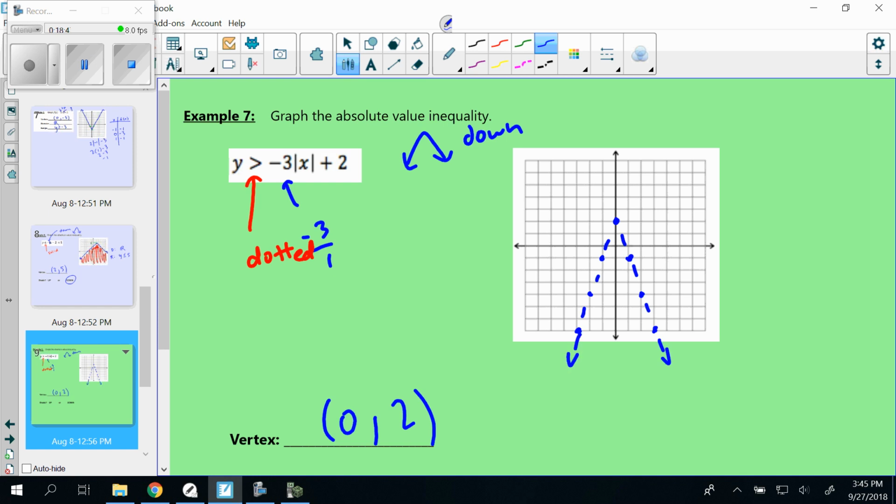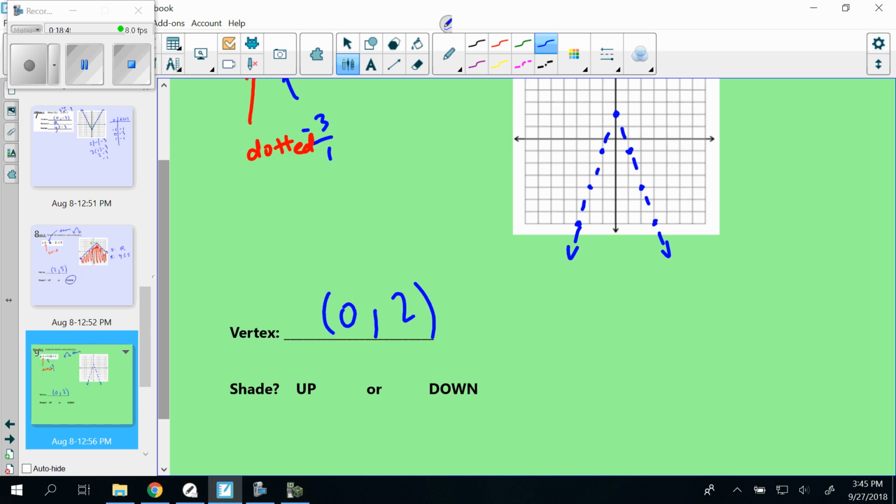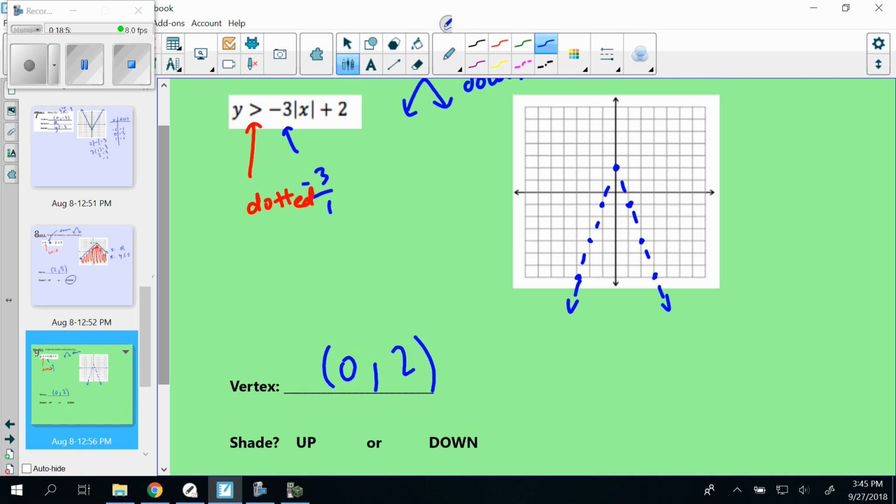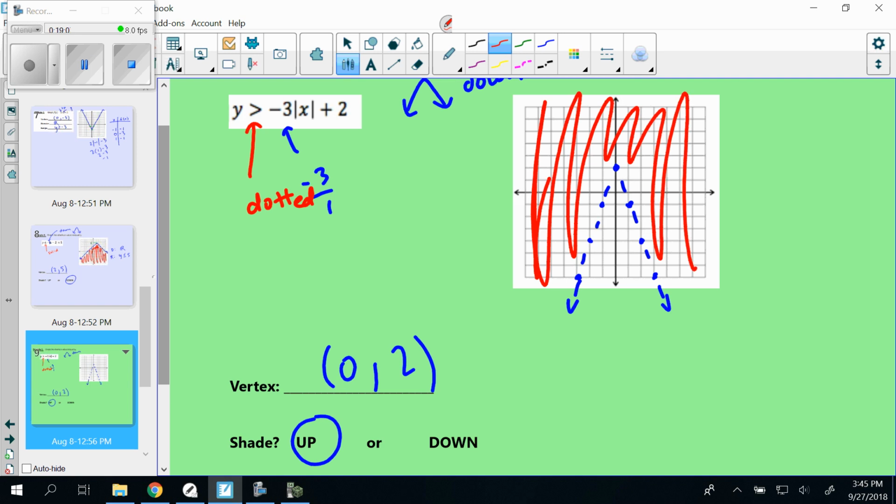Okay, now we've got to figure out what kind of shading we should do. If it is greater than, then we want to make sure that we're shading up above that. So everything above should be shaded on this one. So here we're shading everything above the absolute value graph, and all of those would be their solutions.